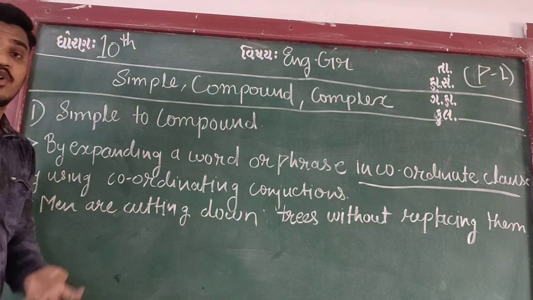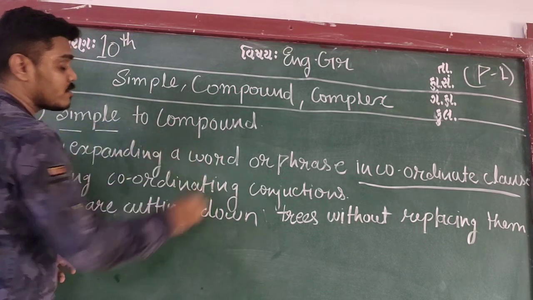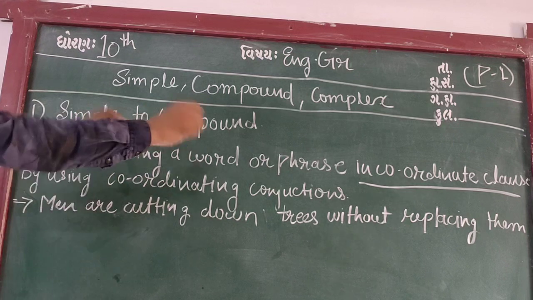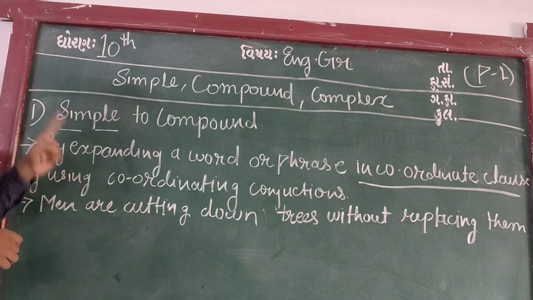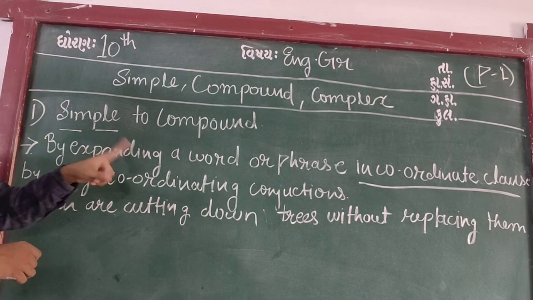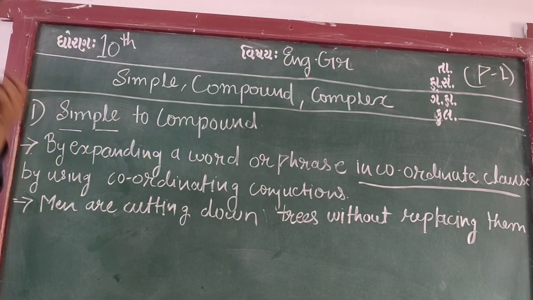Okay, what is the rule? What is the golden rule? While converting simple to compound, you have to expand a particular word or a phrase into a coordinate clause using coordinate conjunctions. Now you will come to know how they are replacing and how they are using the coordinate clause.